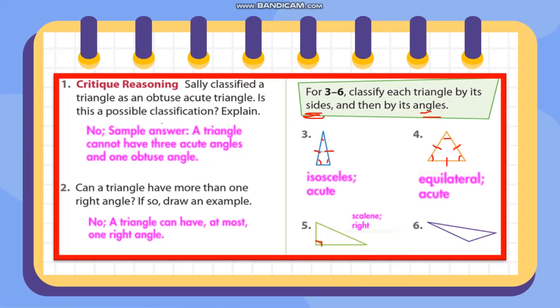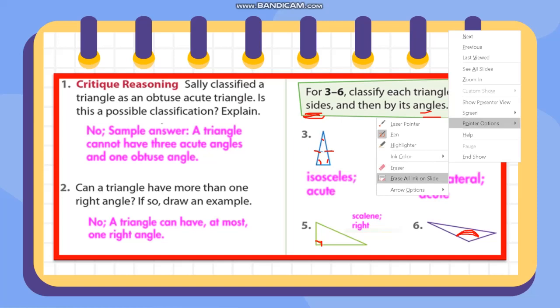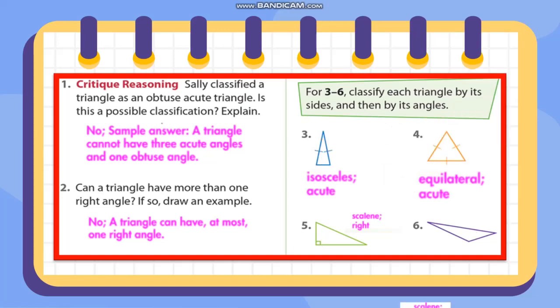Question number 6, the same. No sides are equal, and according to its angle, there is one obtuse angle. If there is one obtuse angle, that is what we call an obtuse triangle. That's why this is a scalene obtuse triangle.